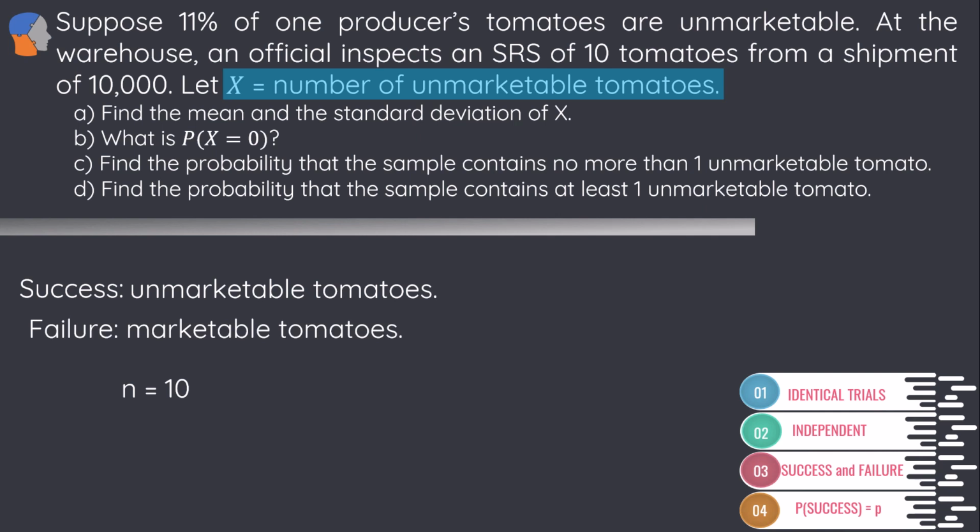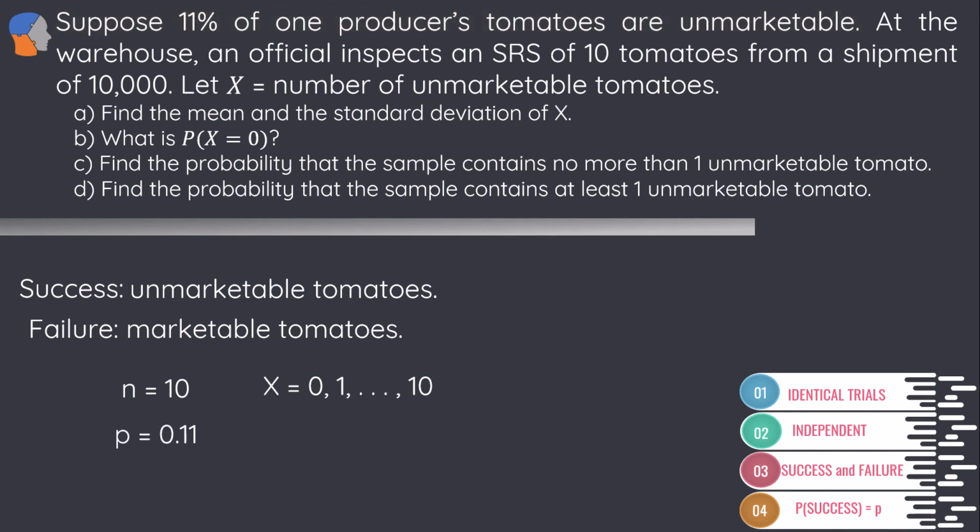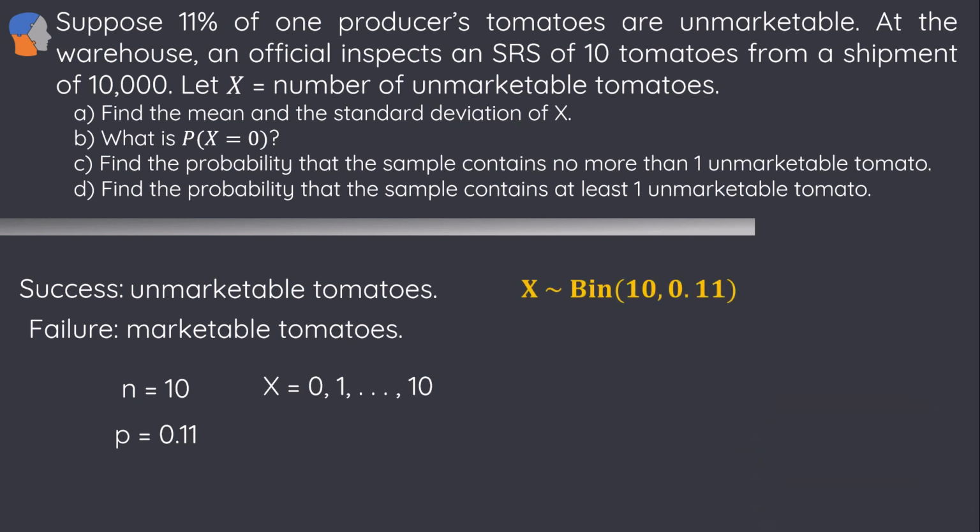But what are the X values? X can take any values from 0 to 10. Now go to the fourth condition, probability of success. That means the probability of unmarketable tomatoes. It is 11%. Therefore, p is 0.11. All four conditions are satisfied. Therefore, X has the binomial distribution with n is 10 and p is 0.11.